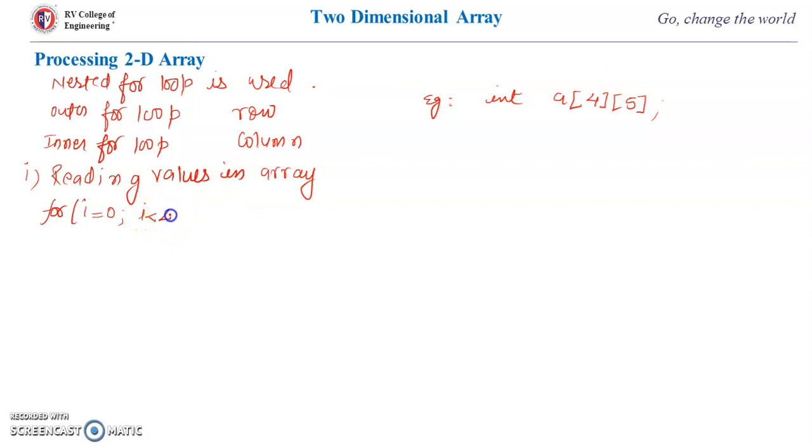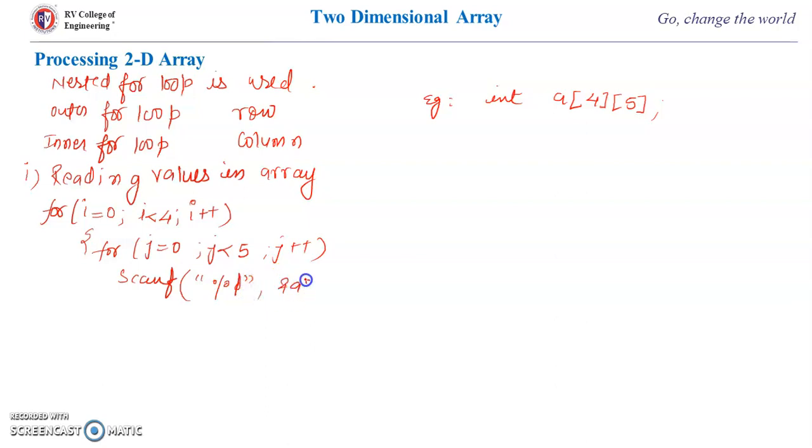So i less than 4 and i plus plus, and then we write the inner for loop, that is for column, and the loop variable taken here is j. It will be from 0 to less than 5, because the number of columns is 5, and then j plus plus. Then we have to read the values in the array. So we write scanf, and the data type is d, so %d, &a[i][j].